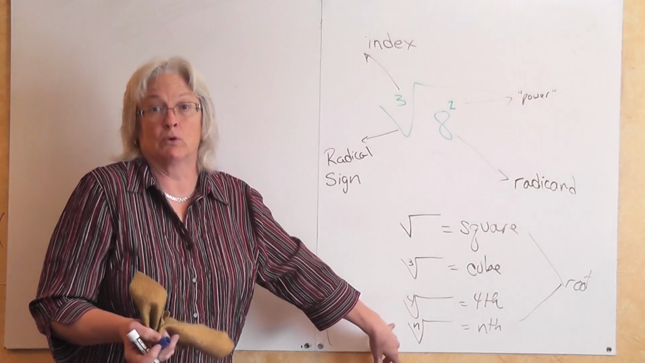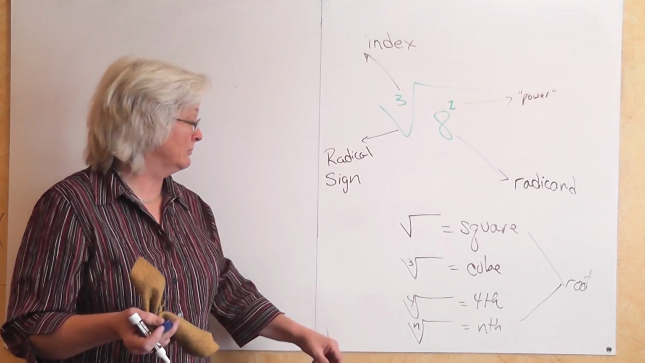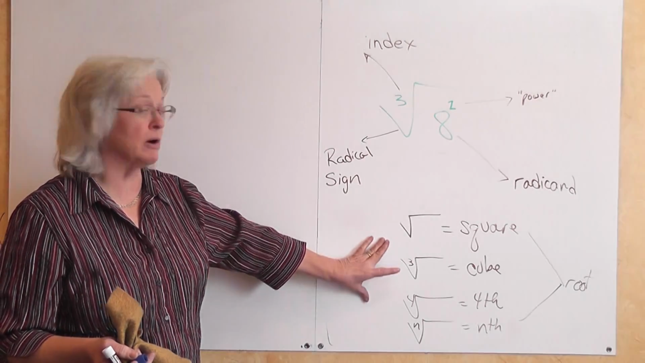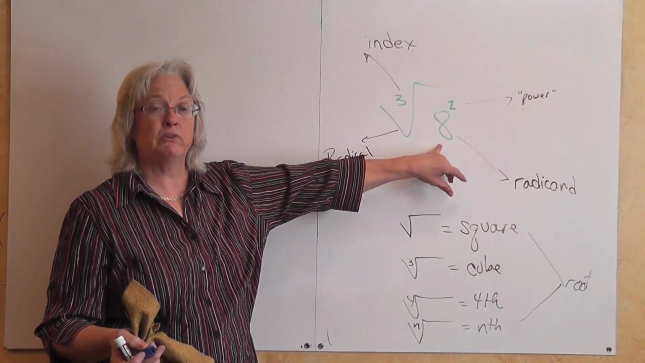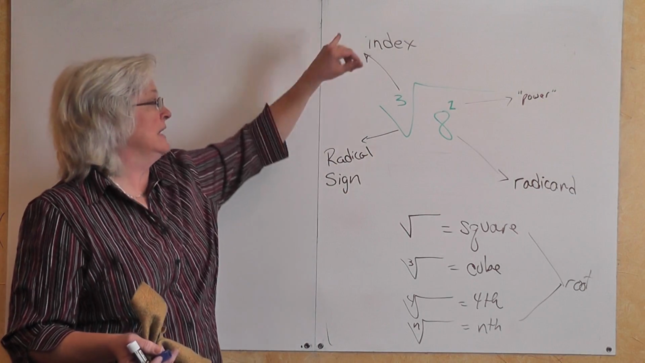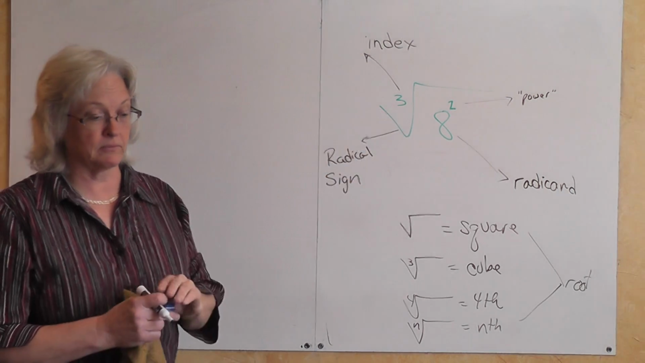No, I don't know why in the world you'd want that. Maybe in some really bizarre application you would. But that's all we're talking about here with roots. Radicand is the number underneath the radical sign. Index is the number that tells us which root we are taking.